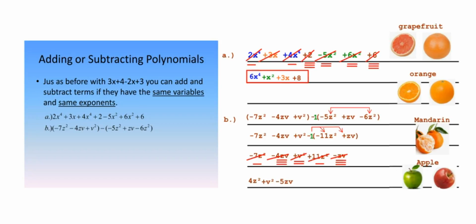Notice I can't combine any of those. None of them have a z squared or a v squared. Agreed? So that would technically be my final answer. Let's circle it before we forget, right?